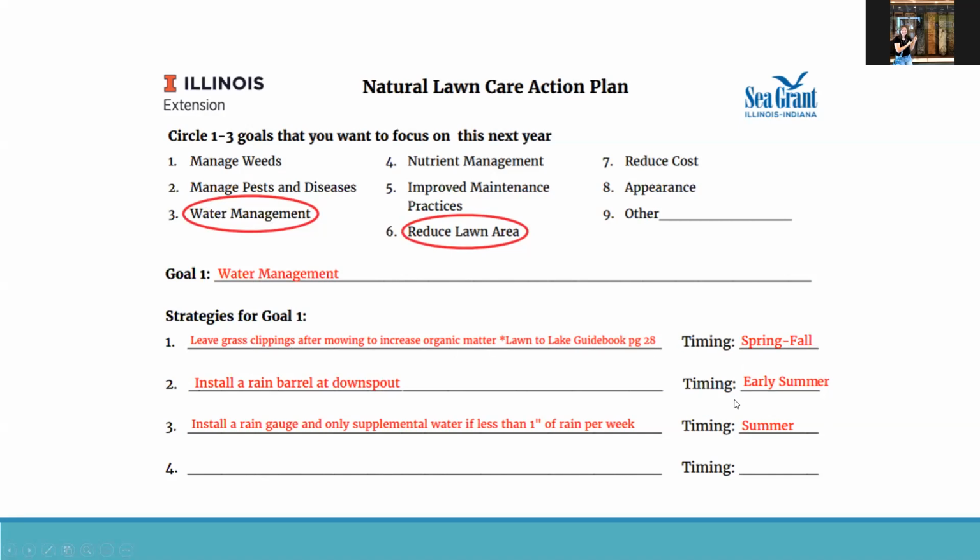The important thing to note is that this plan is for you. There's no right or wrong way of filling this out. This individual, for example, was like, I want to make sure I reference where it is to help me remember why this is such a good strategy. So they even put a page number from the Lawn to Lakes guidebook. So this is really for you. And the same goes for the timings. If you need to put a specific date, do a specific date. If you're more of a person who's like, I'm gonna do it around Mother's Day or so, or around May or the summer, that's fine too. But this is for you to help you create an action plan.